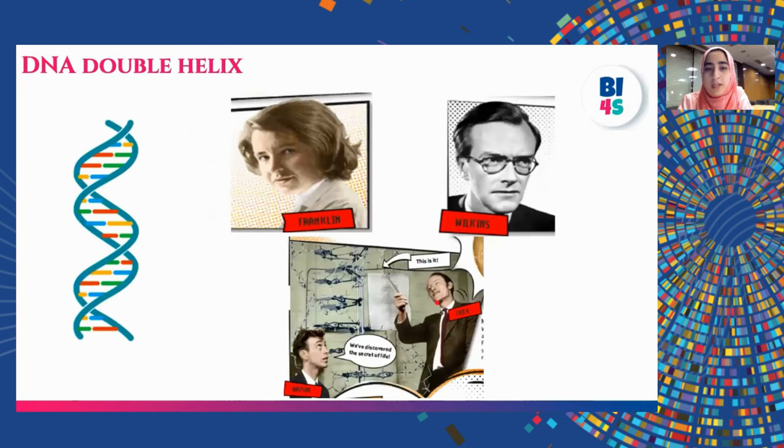So this DNA structure was revealed by a group of scientists like Rosalind Franklin, Maurice Wilkins, and Watson and Crick. Maurice Wilkins and Franklin performed some experiments, and the data from those experiments were analyzed by Watson and Crick, and they finally gave the structure which we know today as the double helical structure of the DNA.